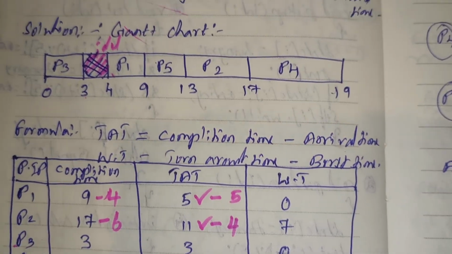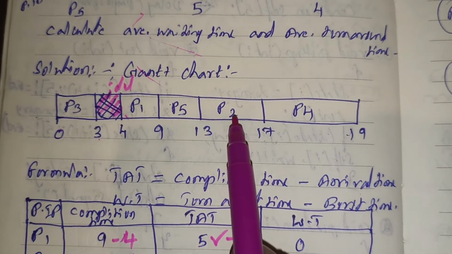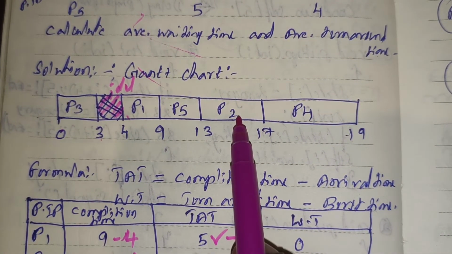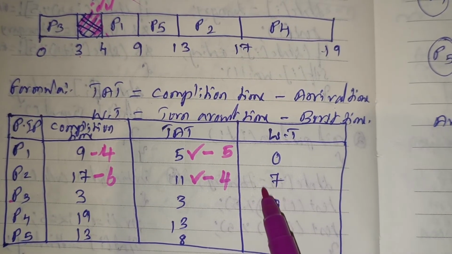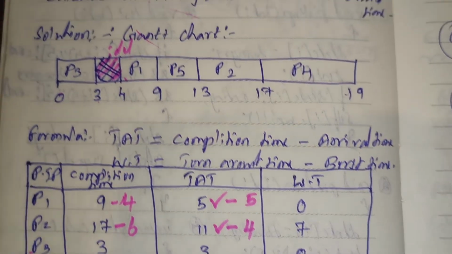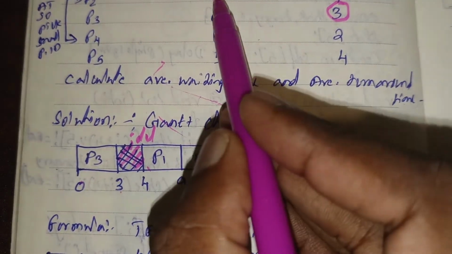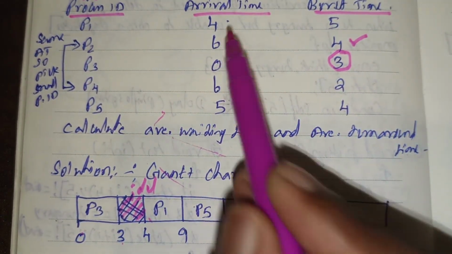So let me take you to the Gantt chart. Where is P2 here? Here it is, right? It is waiting for how many minutes? You can check it over here, 7 minutes. And what is the arrival time for this P2? 6. You can check it over here, 6.